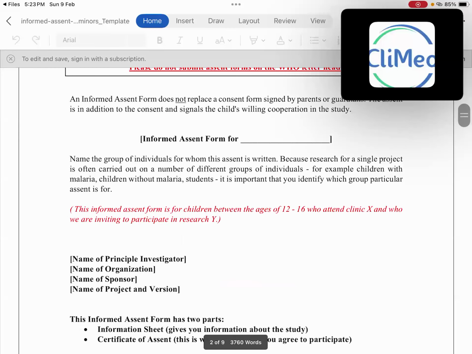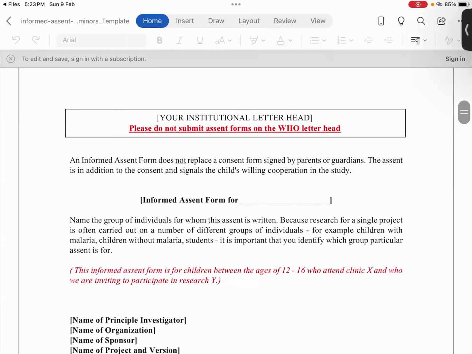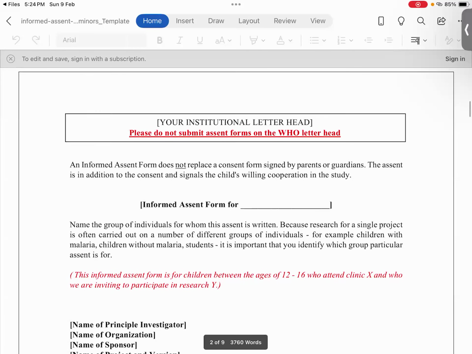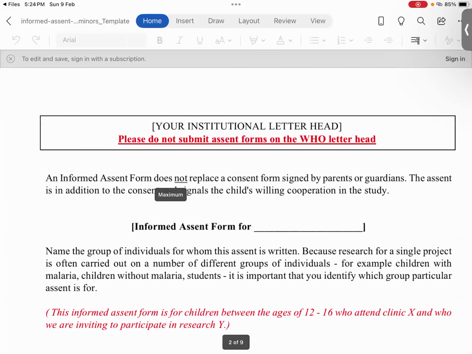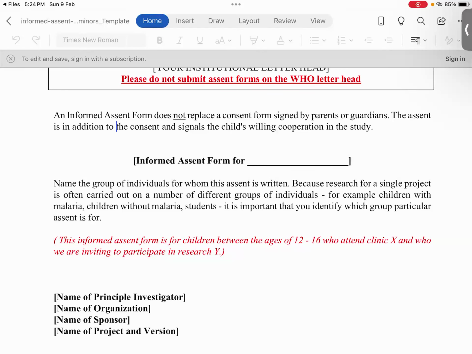So now look at this. This will be a more simplified version, even from the one that I showed you earlier. As we have learned in our theory, when adolescents or children participate in a clinical trial, there are two requirements, right? One is informed consent, one is assent. So let's read it. An informed assent form doesn't replace, see the language, doesn't replace the consent form signed by parents and guardians. The assent is an addition.